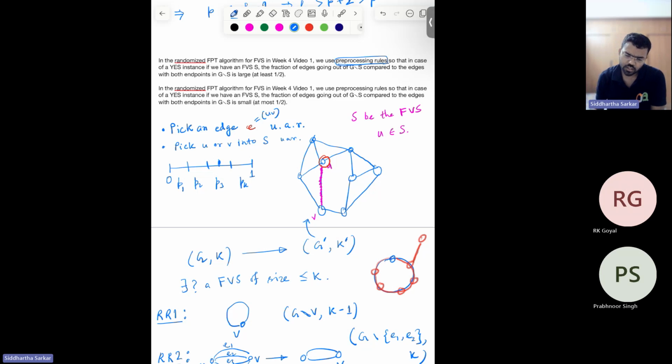Now the question is, now we can read the question. We use a pre-processing rule so that in case of a yes instance, if you have been given a graph for which there indeed exists a feedback vertex set of size k or smaller, then the fraction of edges going out of G minus S, where S is the FVS, compared to the edges with both endpoints in G minus S, is at least half. So let us identify a feedback vertex set in this figure, and then we will be able to understand what has happened.